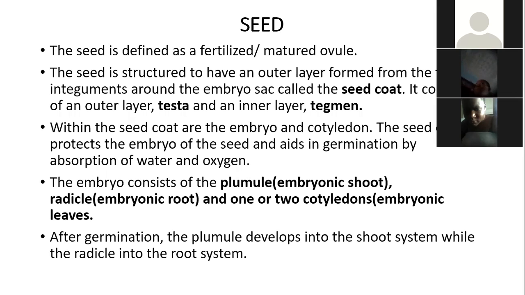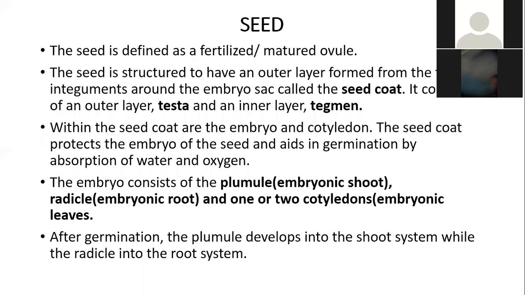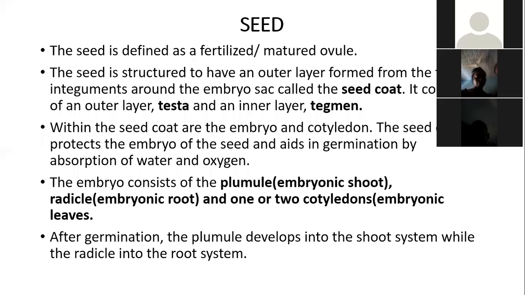So around the embryo sac of every seed, there are two integuments. This integument is the outer cap. It's a covering, a layer of covering. That is what we call integument. That is found around the embryo sac, and this is called the seed coat. So the integuments together form what we call the seed coat.